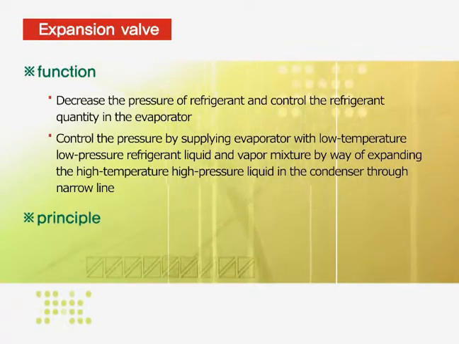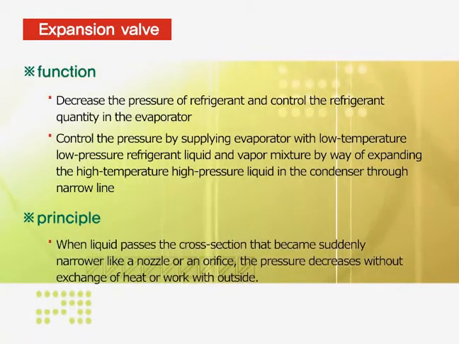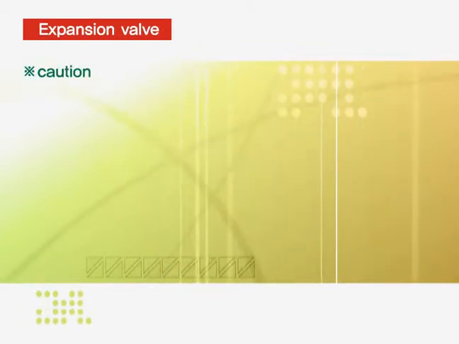The principle of the expansion valve is the same as the orifice. When liquid passes a cross-section that suddenly becomes narrower, like a nozzle or an orifice, the pressure decreases without exchange of heat or work with the outside. Next is the caution when using the expansion valve.